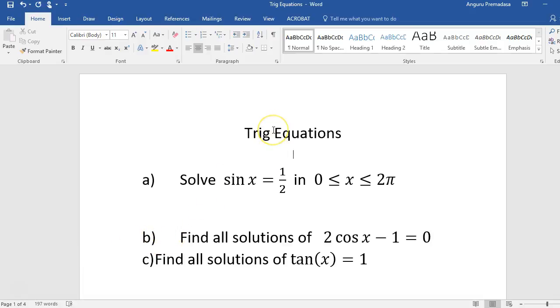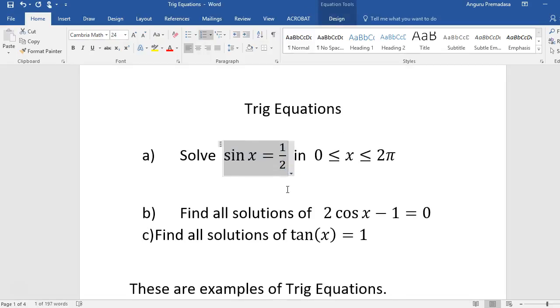So this is the video on trig equations, and first of all, let me define what a trig equation is. A trig equation is an equation which has some trigonometric form. You can see that this is a trig equation because it says sine x is equal to 1/2. So there's an x, but x is not like a regular equation because x comes with a sine x.